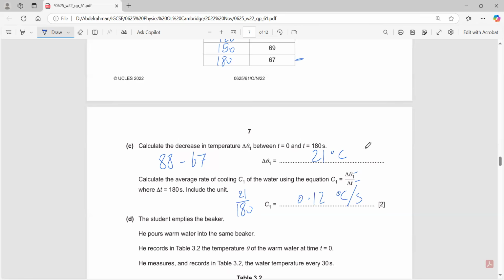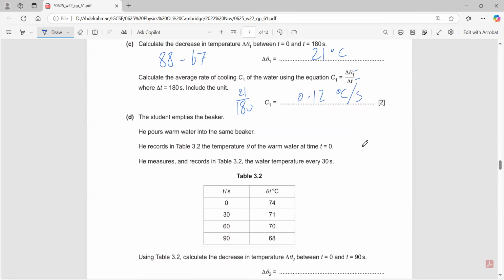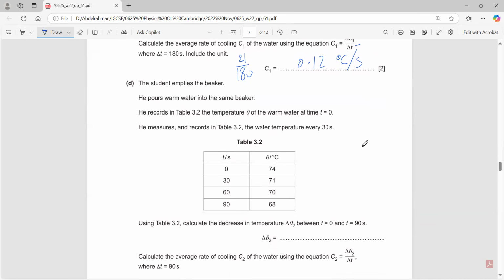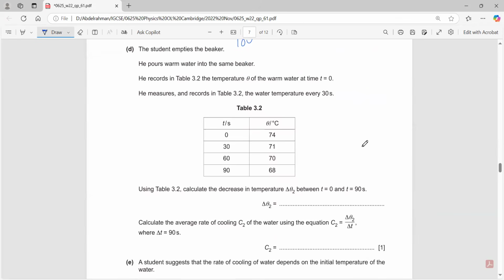The student empties the beaker. He pours warm water into the same beaker. He records the temperature as well. Use table 3.2 to calculate the decrease in temperature between 0 and 90. So it started at 74. It reached 68. So 74 minus 68 is 6 degrees Celsius.